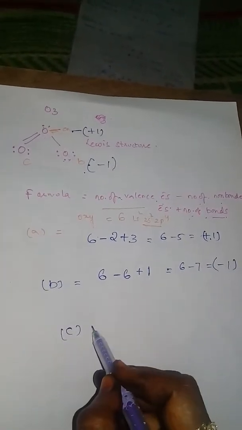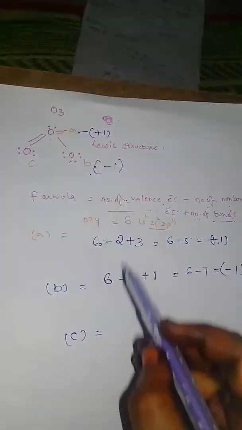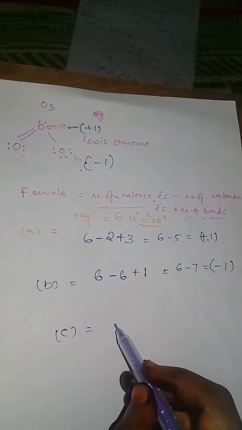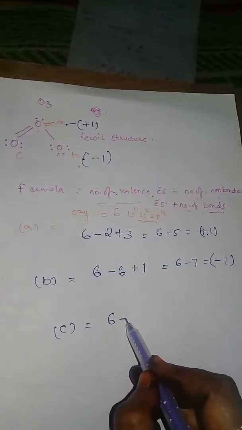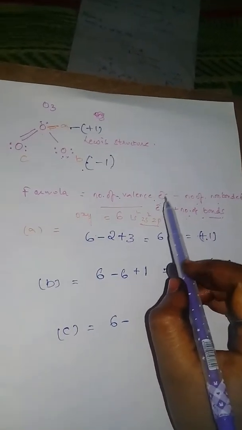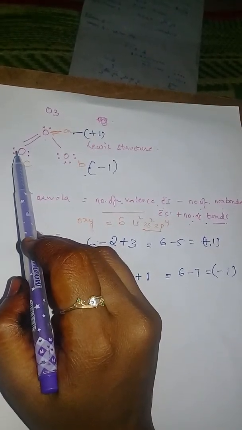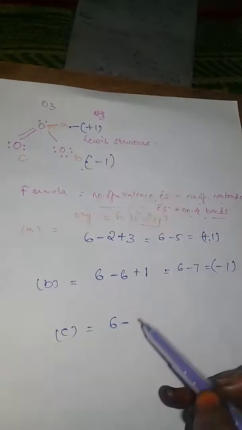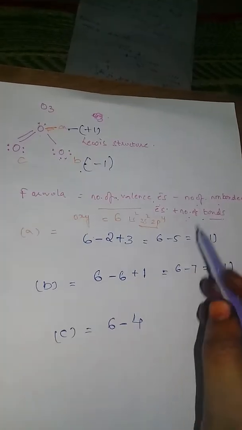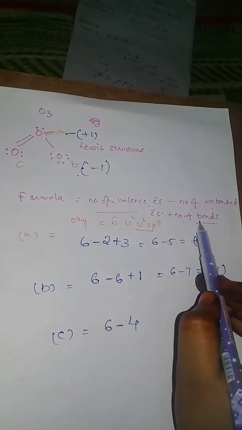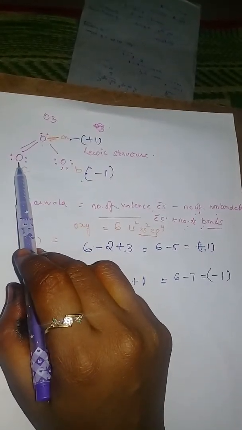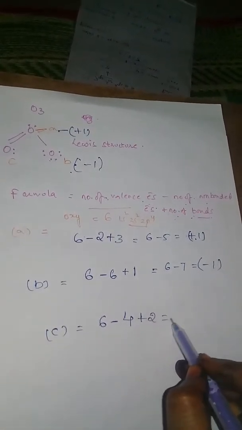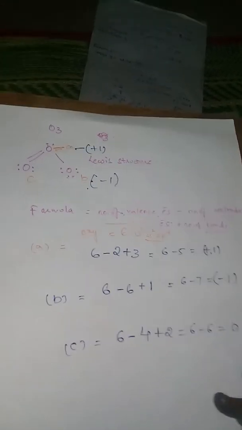And then go for atom C. C is also oxygen. How many valence electrons for oxygen? 6, minus number of non-bonded electrons, meaning lone pair electrons. 1, 2, 3, 4. 4 non-bonded electrons. And how many bonds? Oxygen is surrounded by 2 bonds, plus 2. 6 minus 6 is equal to 0.